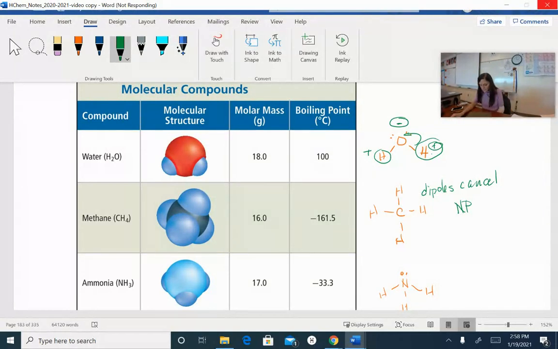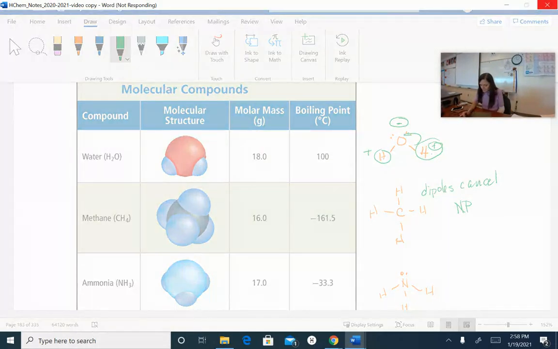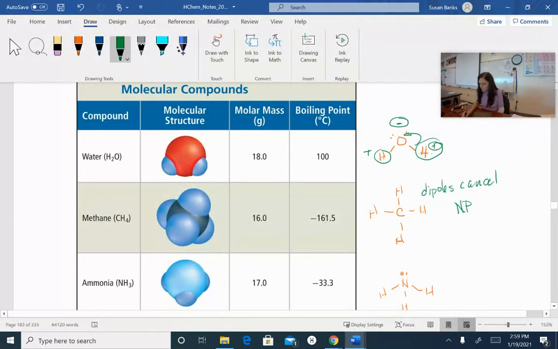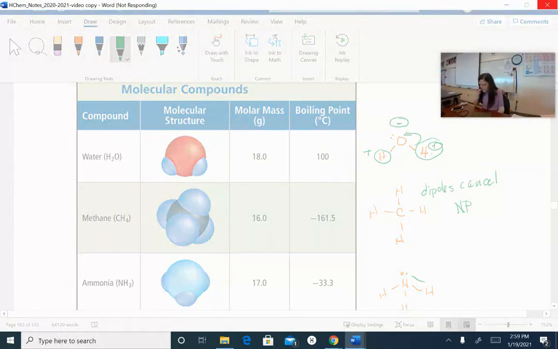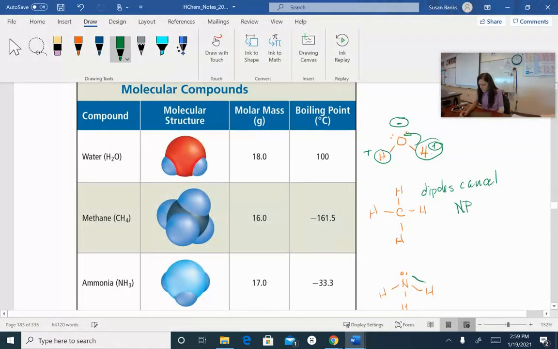The next one is ammonia, okay? So when I look at ammonia, I have, once again, nitrogen bound to hydrogen, okay? So I can have a polar bond, but nitrogen has an electronegativity of 3.0 and hydrogen has an electronegativity of about 2.2. So that gives me a difference of about 0.8. So even though I can create that hydrogen bond, it's not nearly as strong.